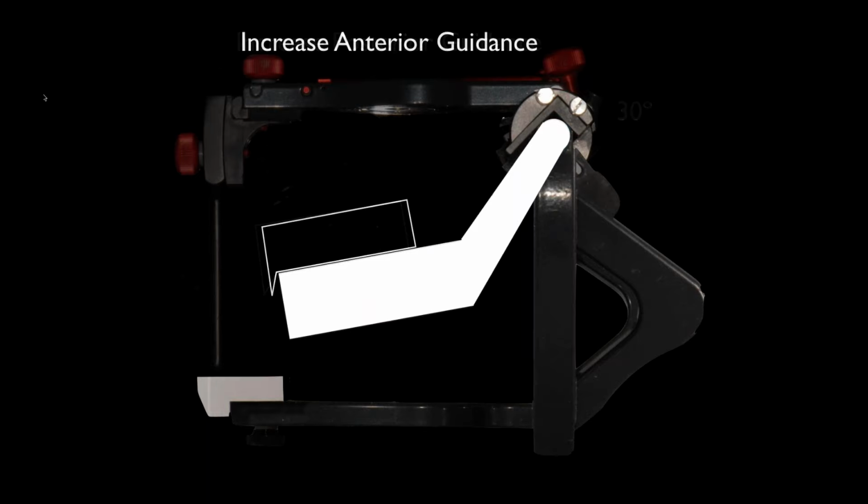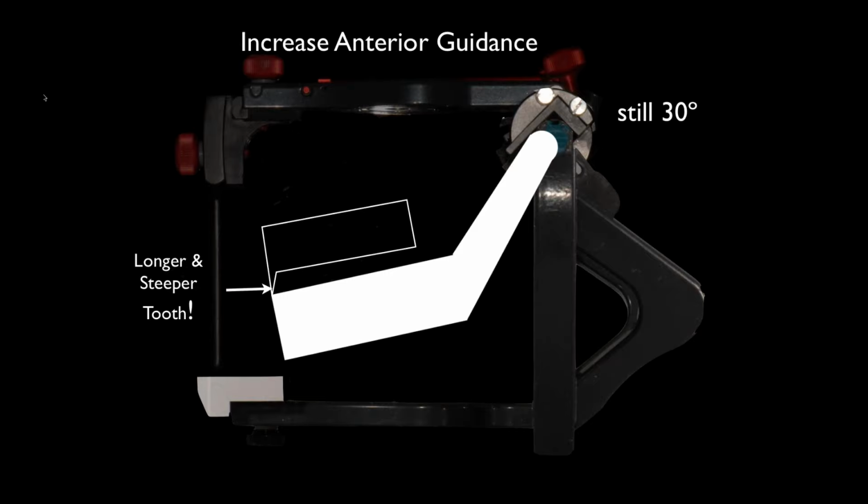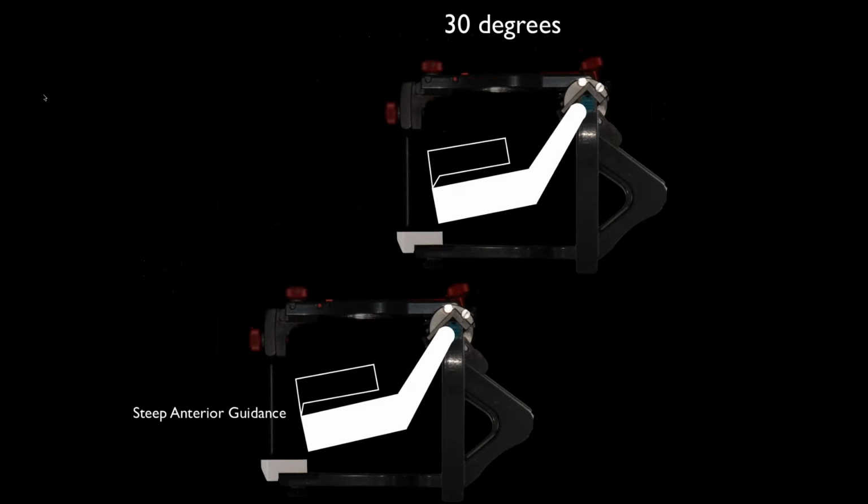Now, what about a steep tooth? What about steep anterior guidance? And sometimes we call this a locked-in type of occlusion. What happens in this situation? Okay, keep ourselves more physiologic at 30 degrees. Okay, longer, steeper tooth. Let's try this. And interestingly, when we do this, we get less posterior disclusion.